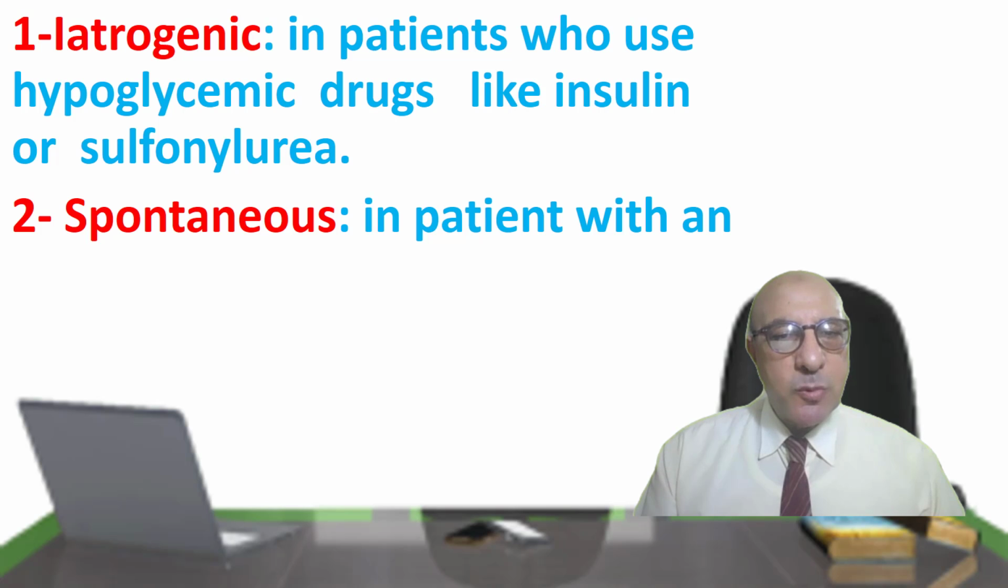The second type is spontaneous hypoglycemia in patients with a tumor of the pancreas called an insulinoma, which secretes insulin, and this is actually a very rare tumor. In this lecture, we will be discussing in detail hypoglycemia in diabetics.